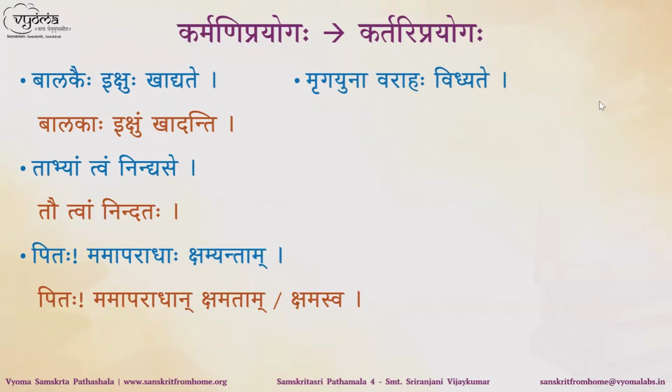महोदय भगिनी मृगयुना वराहः विद्यते मृगयुना. Mrugayu is a hunter. So varaha, you tell the sentence artha first and then we will continue. The varaha pig is killed by the hunter. Correct. Okay, vidyate is hurting. Hurting or killing anything.